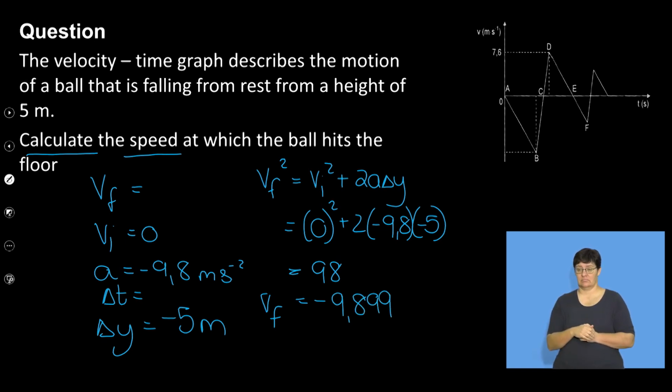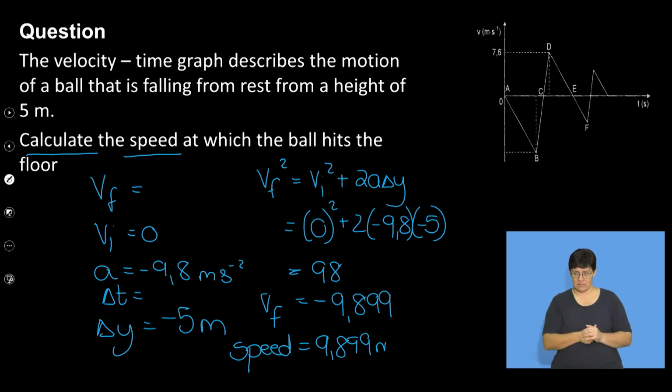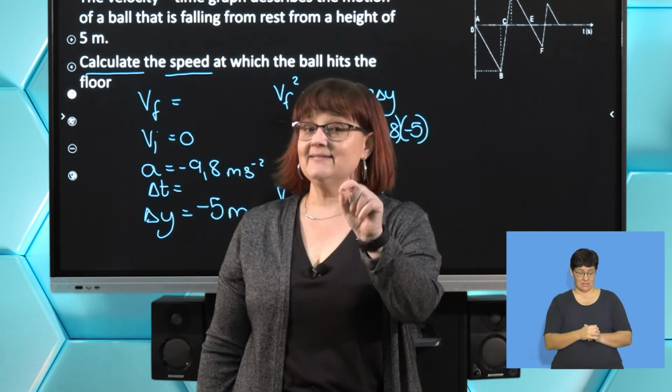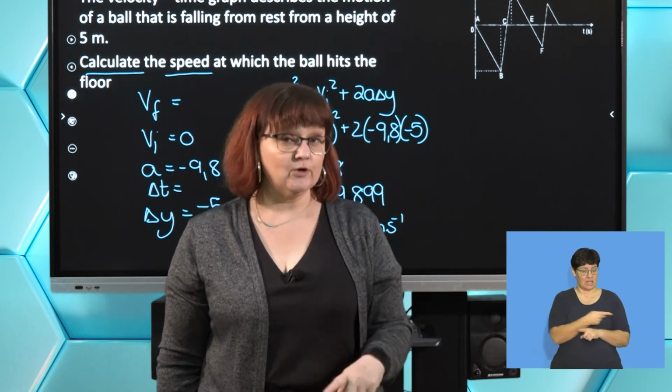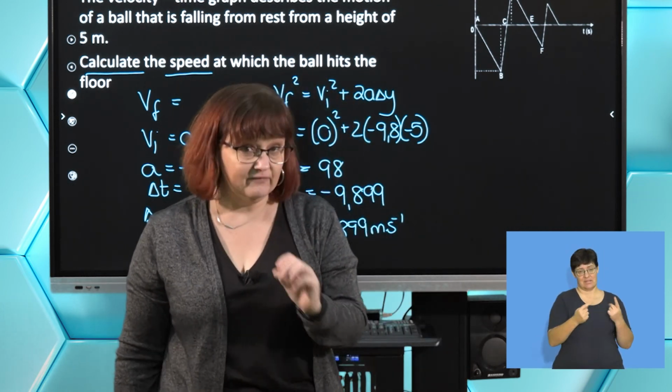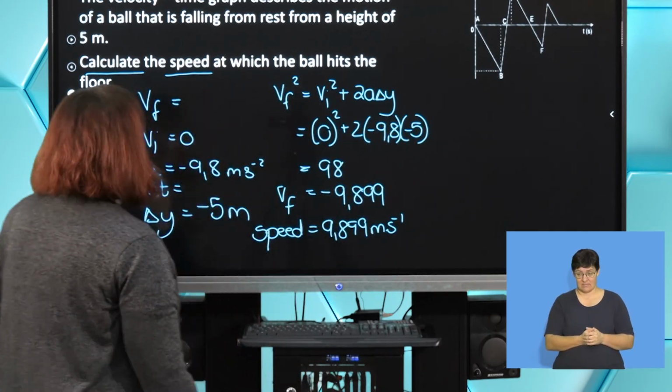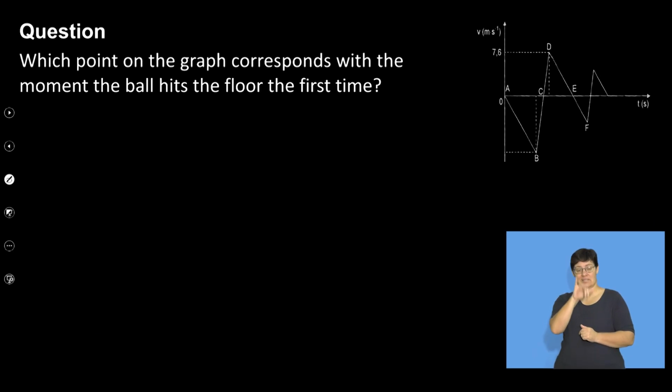All right, but they wanted speed. Speed doesn't matter about the direction, but speed must be positive. Speed is a scalar. I don't care about direction. Speed cannot be negative. Very, very important there. So now I know what the velocity is at B.